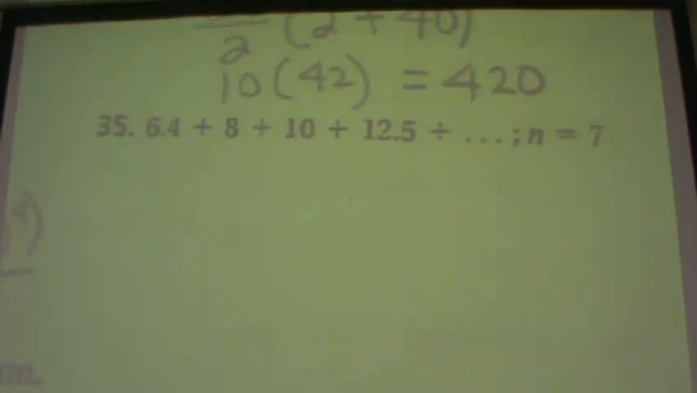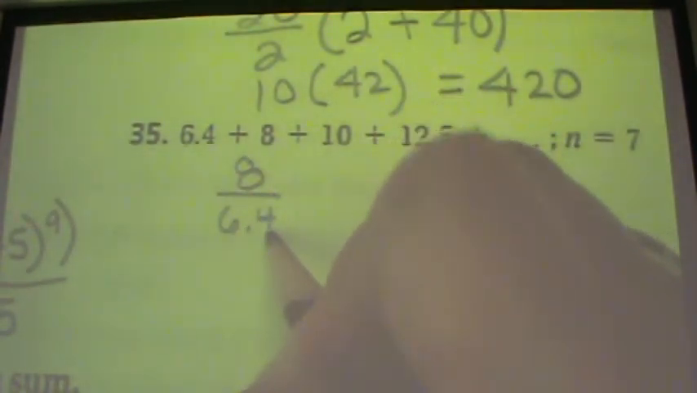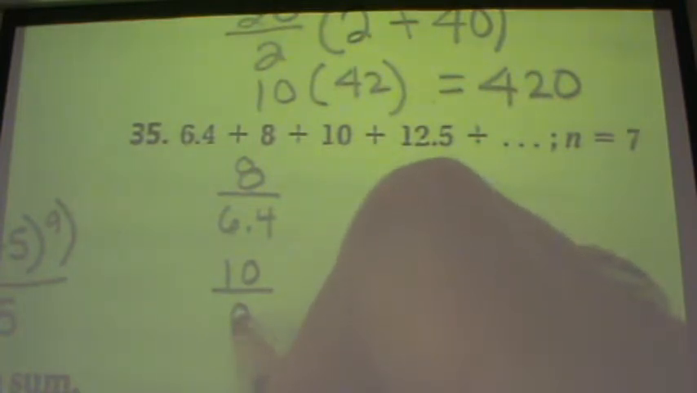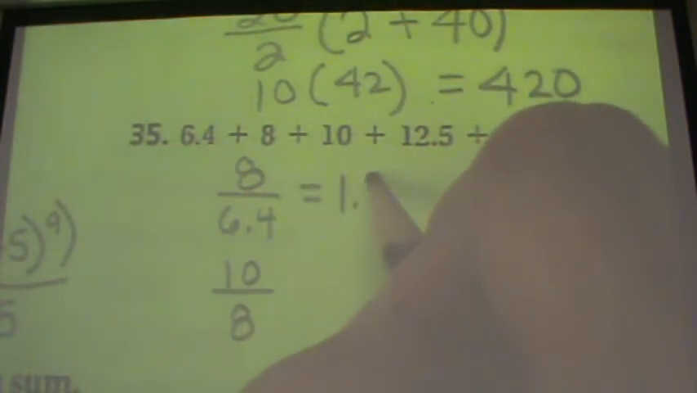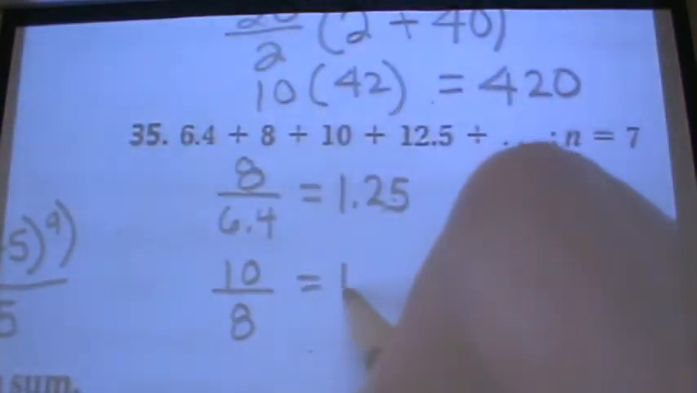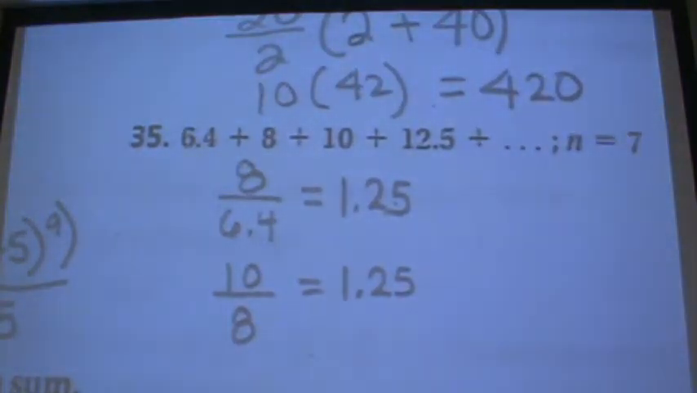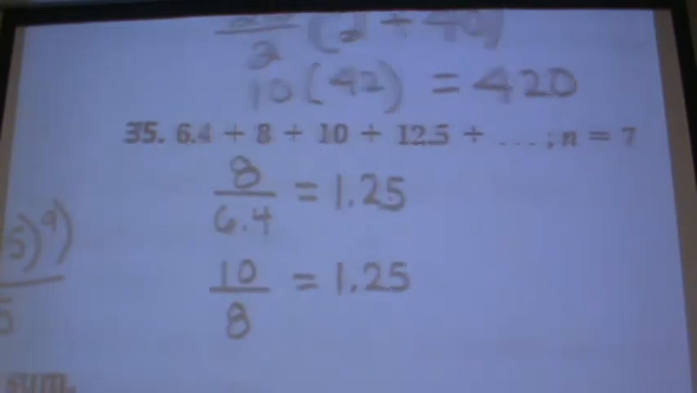This one, when I looked at it, I first thought it was arithmetic. I thought they were adding by like 1.4 or 2.4, and then I said, no, that's not working. What I did was I did geometric. I said, what's 8 divided by 6.4? And then I did, what's 10 divided by 8? And I figured out that the R value is 1.25.